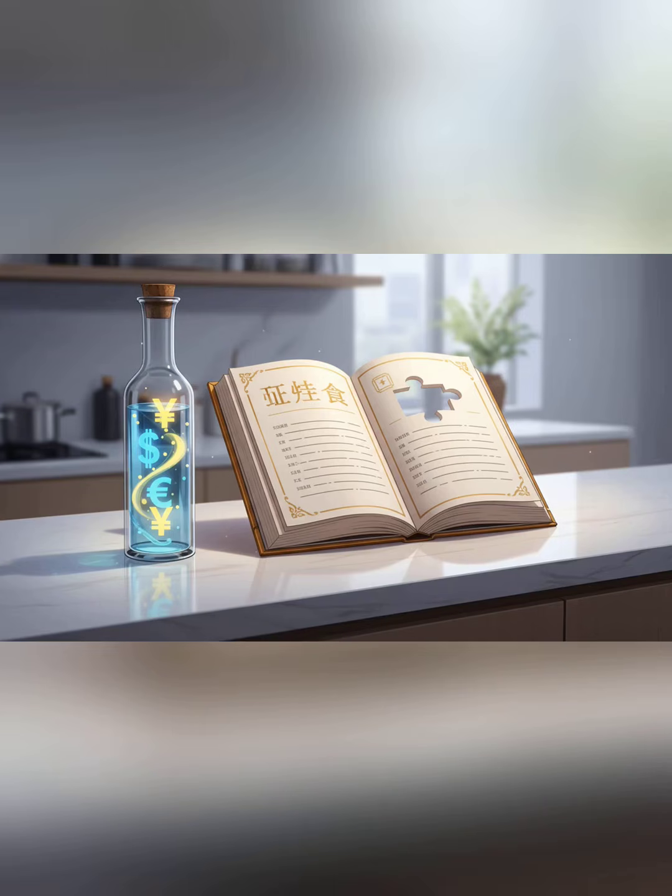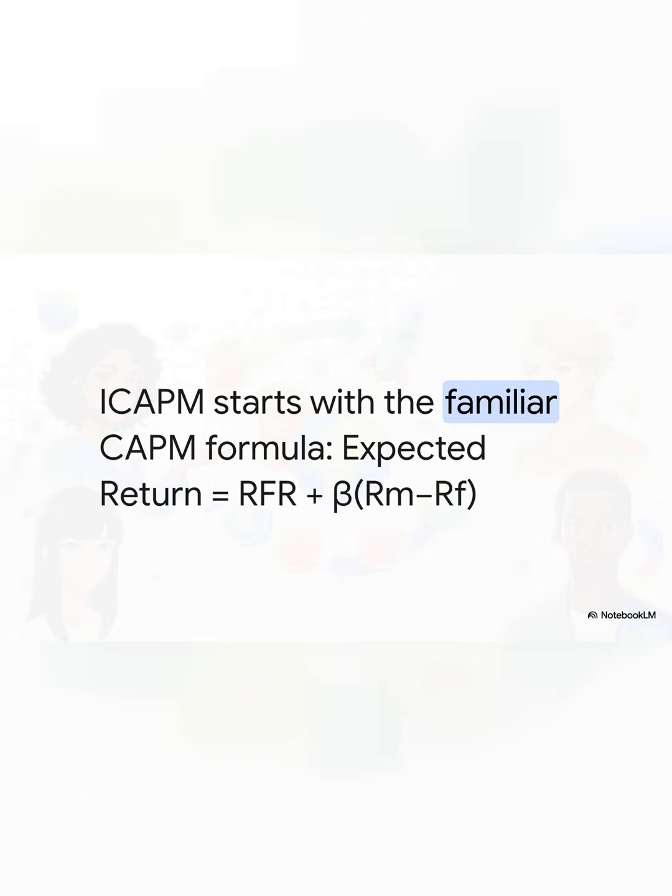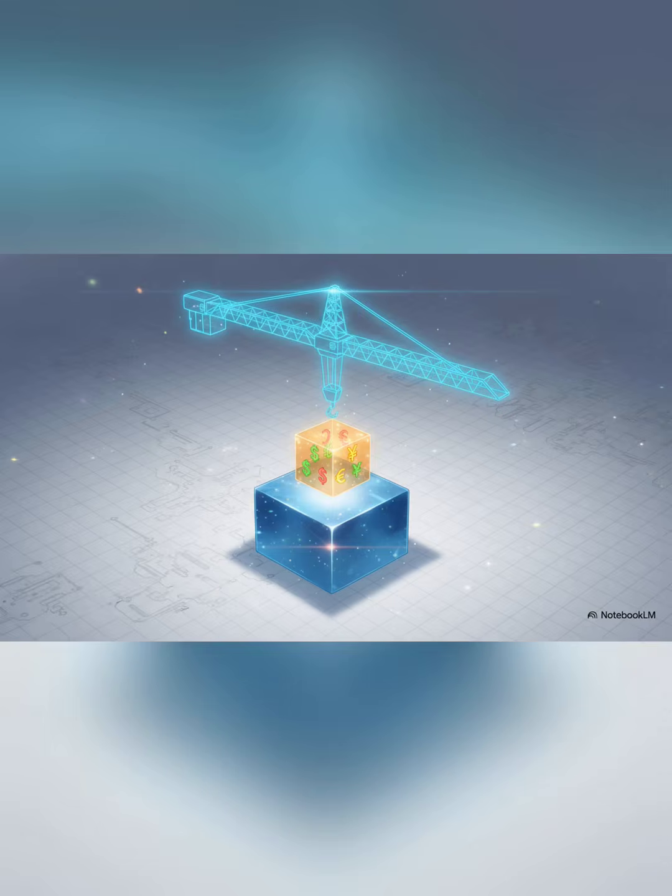It's a huge deal. So here's the evolution. ICAPM takes the original model and adds that all-important currency risk. The beauty is, ICAPM doesn't start from scratch. It builds right on top of the CAPM formula, and then it adds a new piece to account for currency. This is where it goes global.